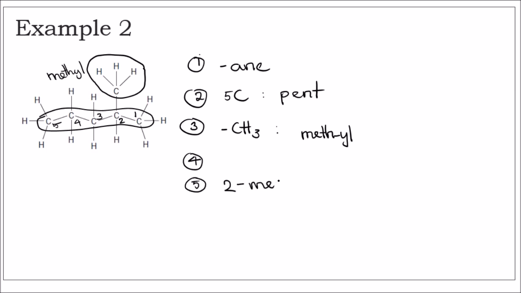And I'm going to put a dash between a number and a letter. So 2-methyl is the name of the branch, and then you want to indicate the longest carbon chain, which has 5 carbons or pent, and then you end with the suffix. Okay. So 2-methylpentane is the name of this molecule.